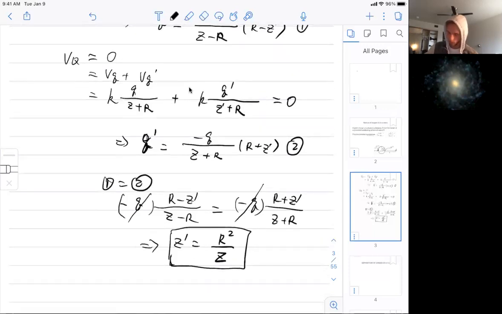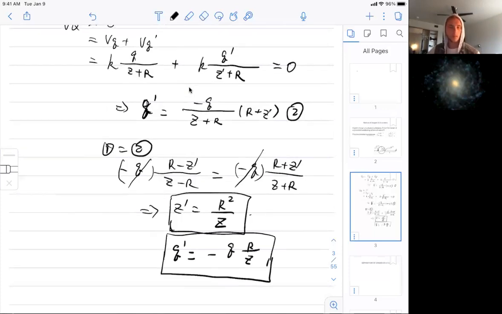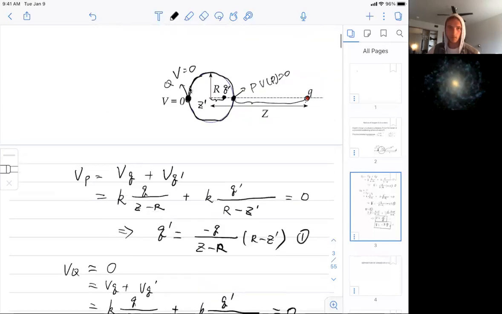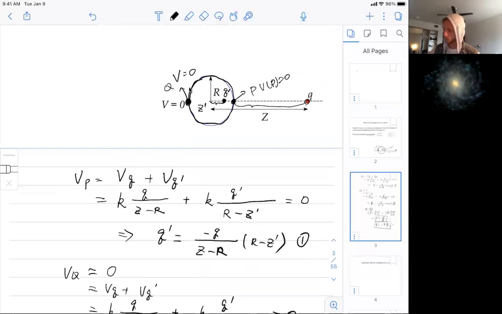Now that you found z prime, you can find your Q prime. You plug it into either equation 1 or 2. So you get negative Q R over z. It turned out we need a negative charge. And it's not exactly negative Q, which makes sense because now it's not a flat mirror. So it's negative Q times R over z. And the distance is also given by this equation. So we are able to find exactly where to put the charge, and we find how much charge you should put there. It's negative.